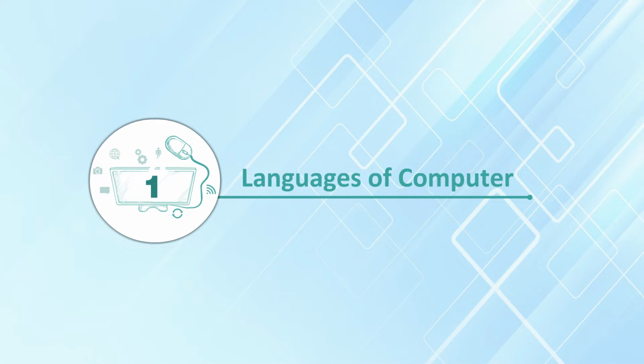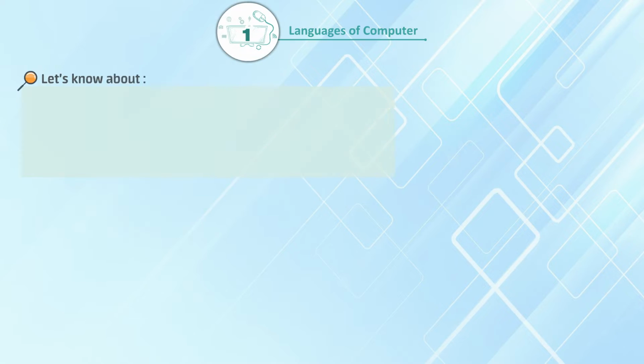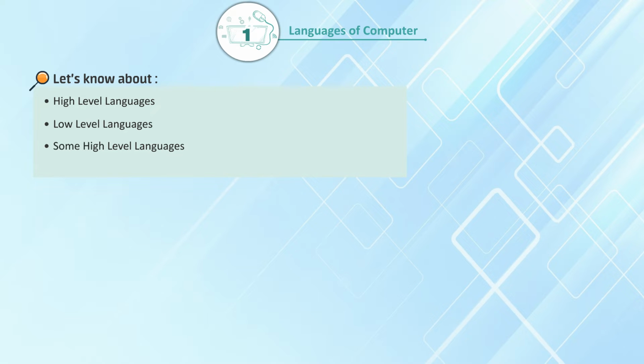Chapter 1: Languages of Computer. Let's know about high-level languages, low-level languages, some high-level languages, compiler and assembler.